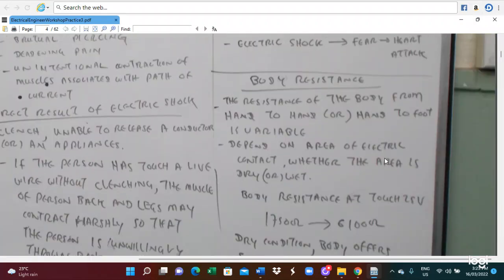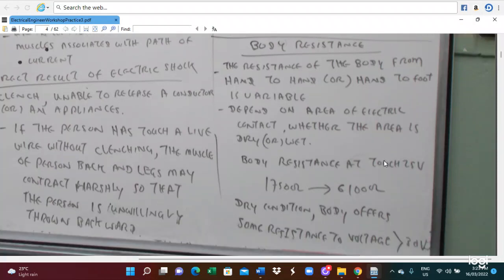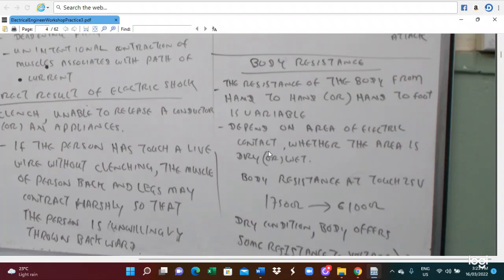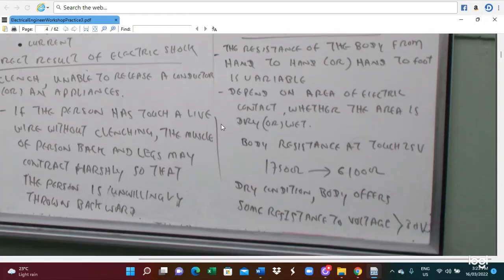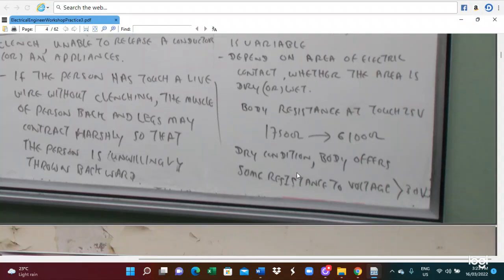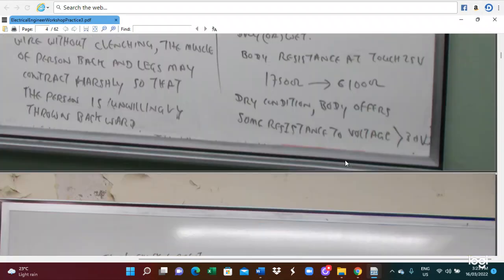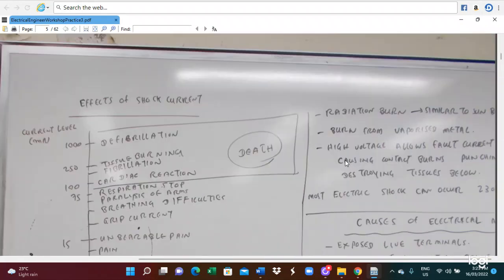Body resistance has a great influence on the electrical current passing through. The resistance of the body from hand to hand or hand to foot is variable, depending on the area of electrical contact and whether the skin is dry or wet. Body resistance at a touch voltage of 25 volts is 1750 ohms to 6100 ohms. In dry conditions body resistance is higher, but the resistance at voltages less than 30 volts is lower. So this is body resistance.